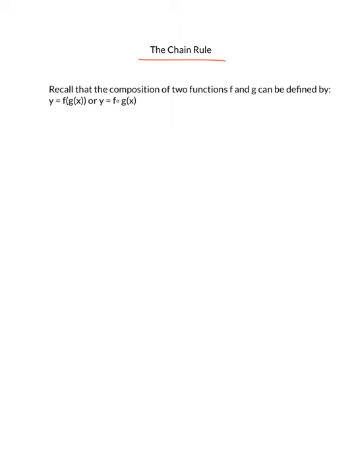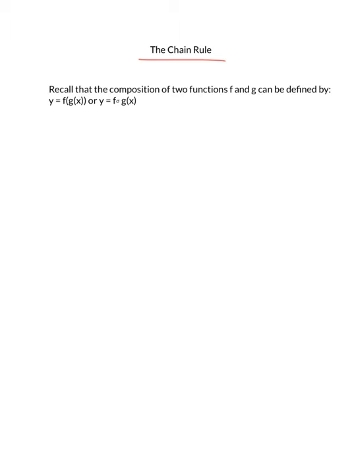Before we start talking about our newest rule, the chain rule, I do just want you to think back to the past lesson on composite functions. So recall that the composition of two functions, f and g, can be defined by, so we have two ways to write this. y is equal to f of g of x, and the second one you would say the exact same way. y is equal to f of g of x, so that little circle right there is "of". Some of your teachers may have said that this is called fog. Either way, it means the exact same thing.